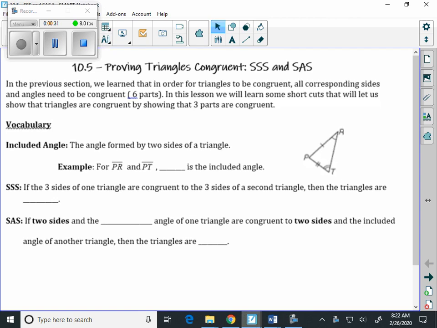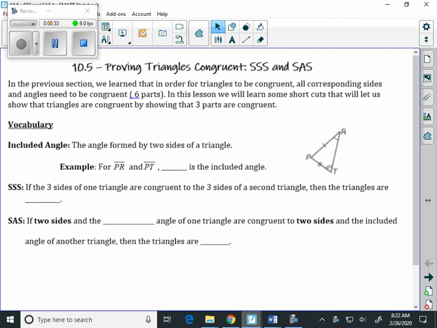And so in the previous section, we learned that for triangles to be congruent, all corresponding sides and angles need to be congruent, all 6 parts. But again, we're going to talk about some shortcuts today. And when we do that, we only have to really show that 3 parts are congruent. If 3 specific parts are congruent, then it will be implied that the other 3 parts are also congruent as well.